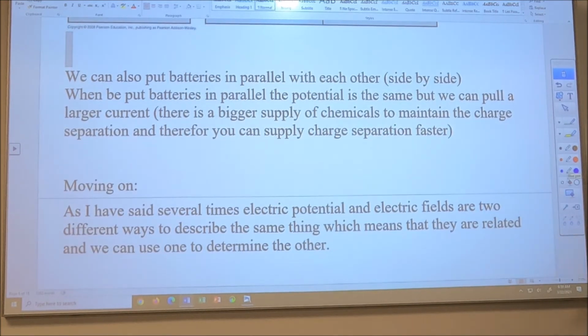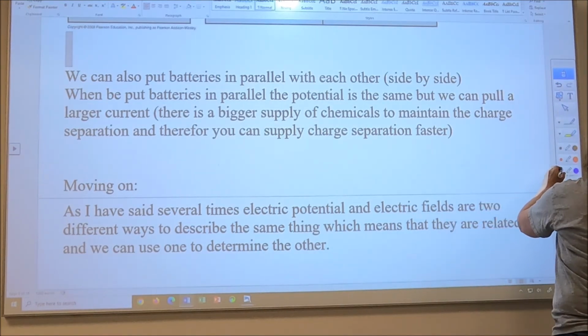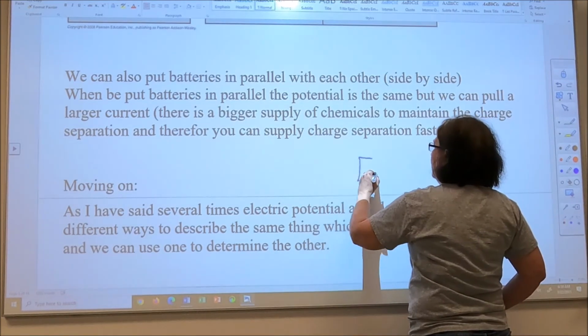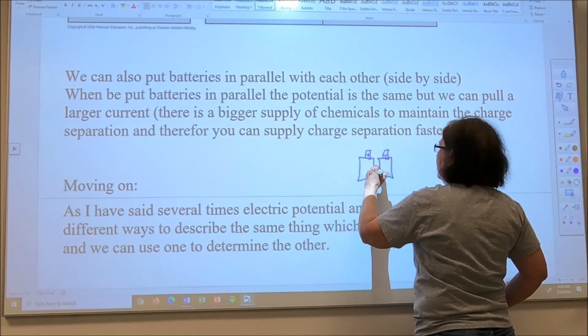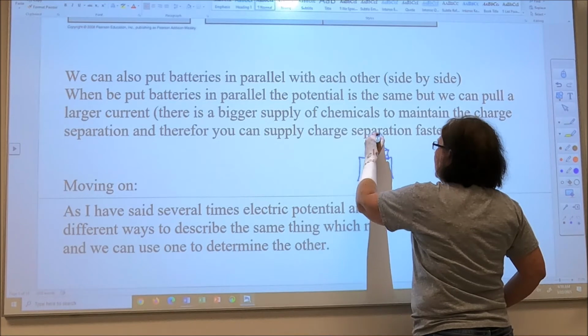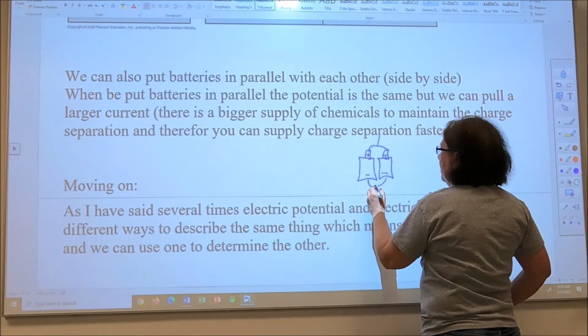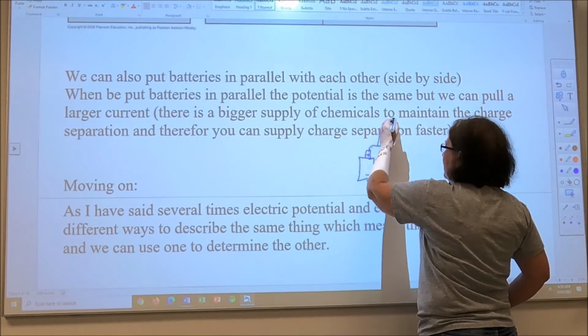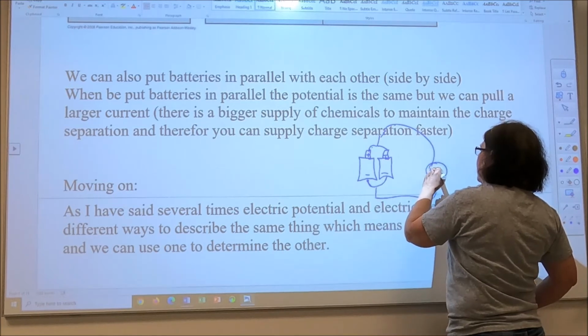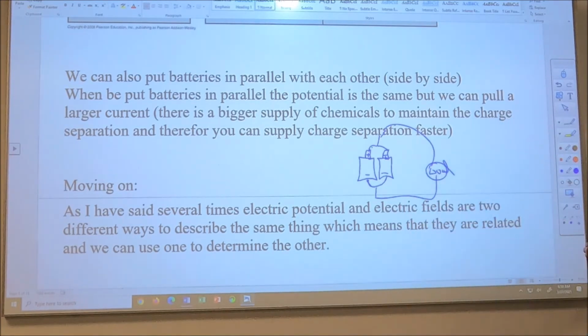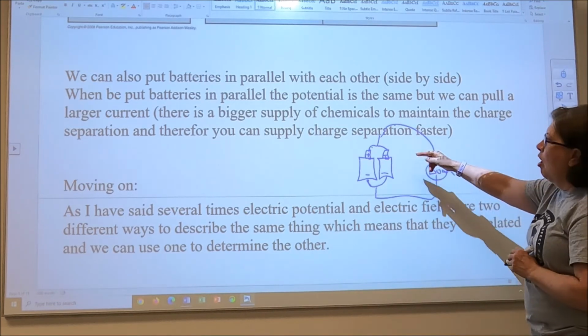Now, you can also put batteries in parallel with each other. Parallel would mean side by side. So I connect them like this. There are wires connecting those, and then this goes out to whatever kind of load we put in there. So that's parallel. When we put batteries in parallel, they're going to have the same potential across them.